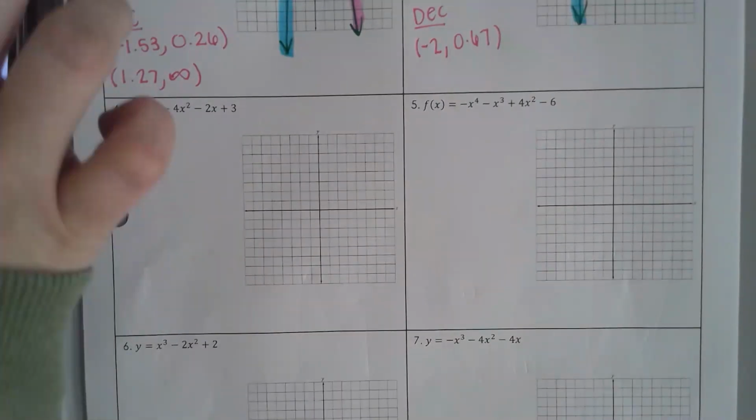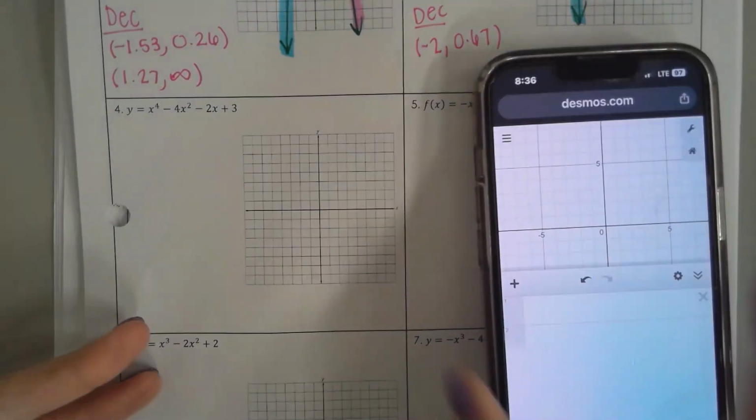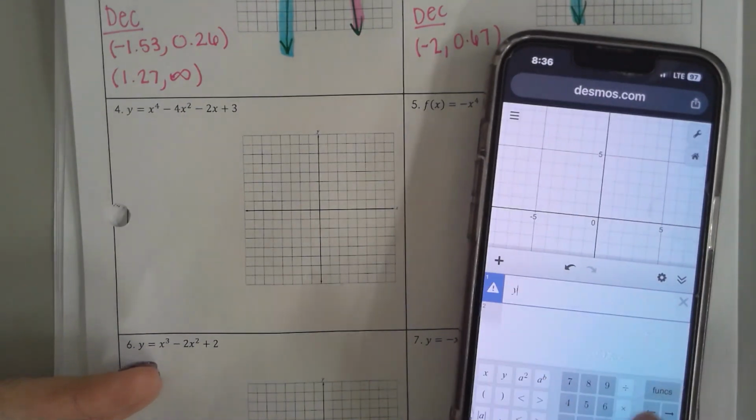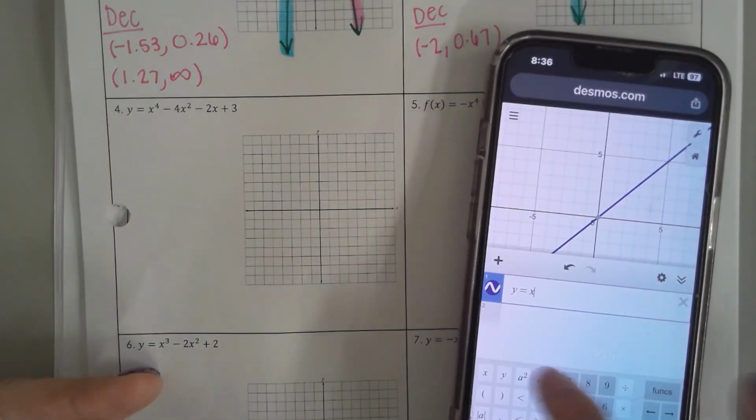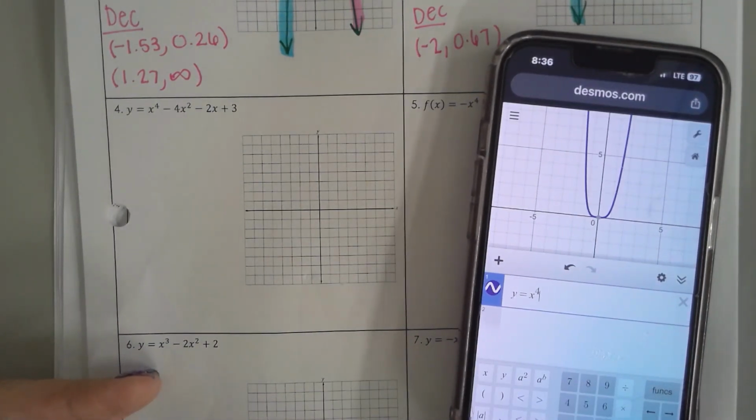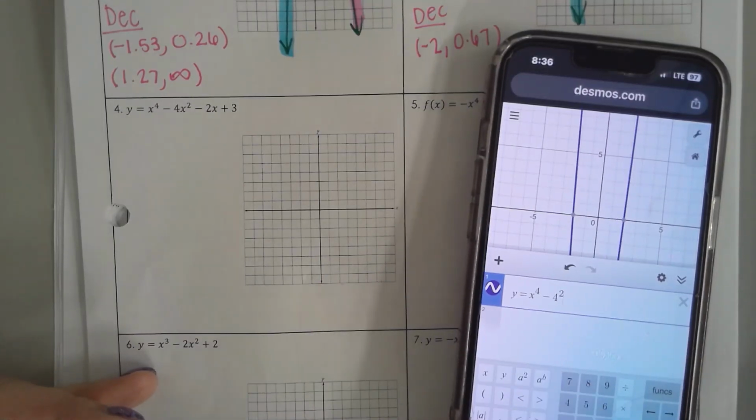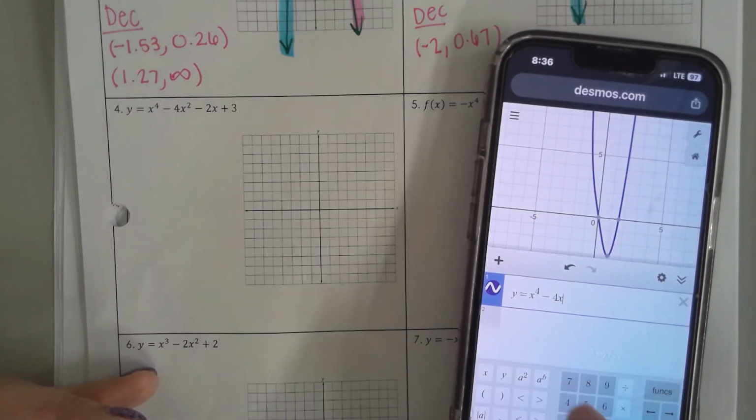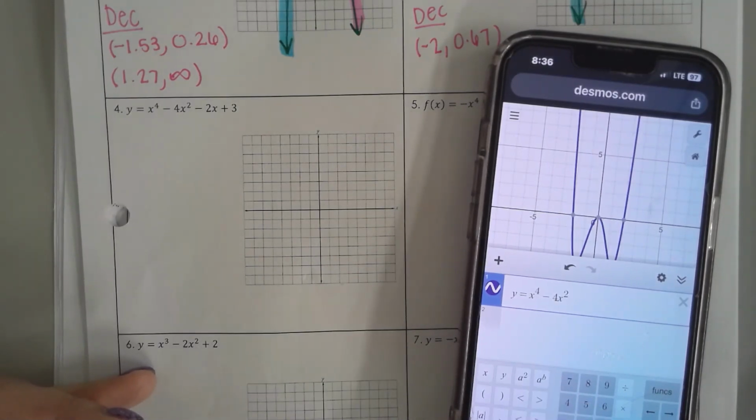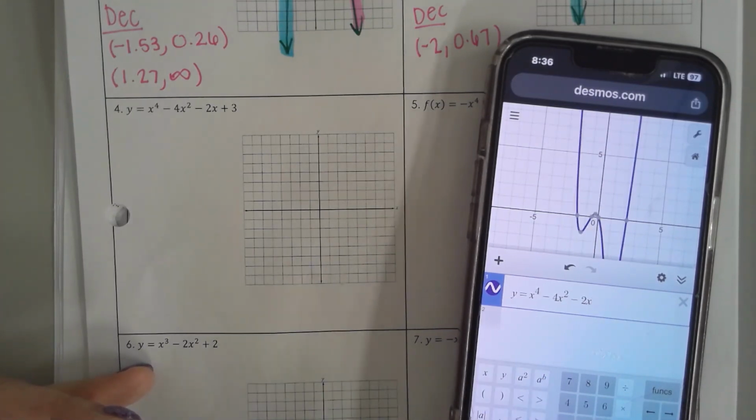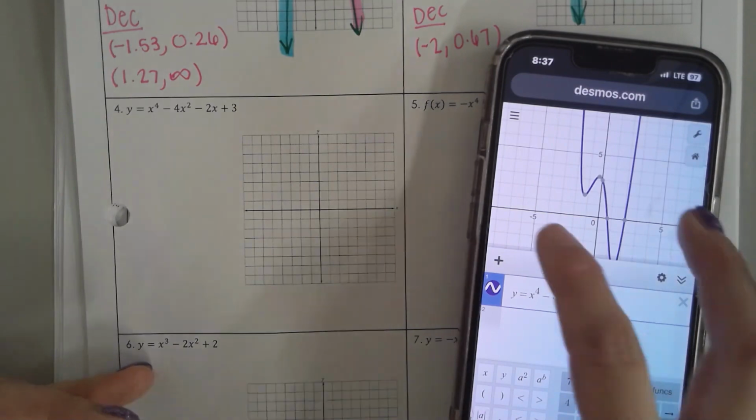Number 4. Y equals x to the 4th minus 4x squared. Nope, forgot my x. X squared minus 2x plus 3.